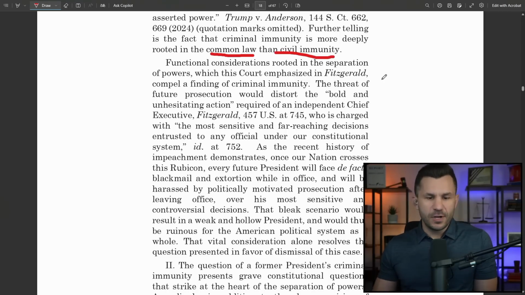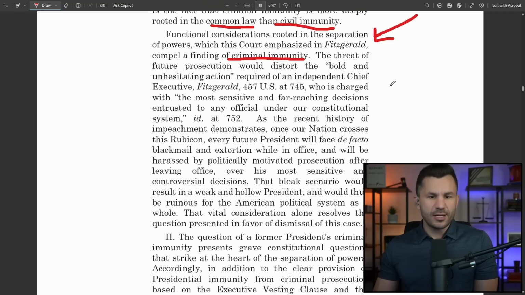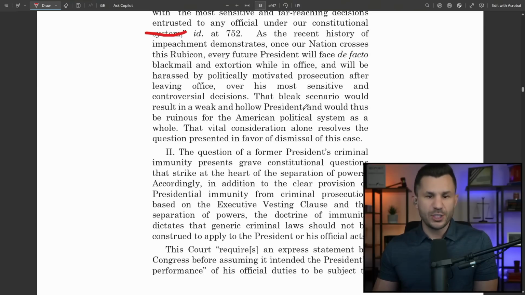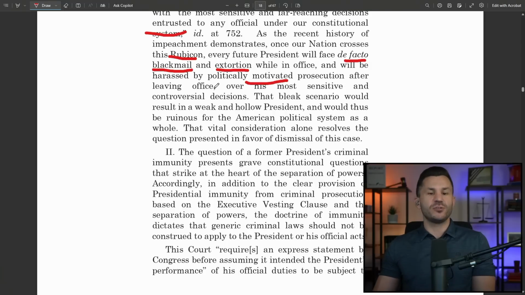They say, let's talk about this. Functional considerations that are rooted in the separation of powers, which you emphasized in the Nixon case, compel a finding of criminal immunity. You can't find otherwise. You already ruled in Fitzgerald Nixon that it exists, so how can you change? The threat of future prosecution, you said, would distort bold and unhesitating action, requiring an independent executive who's charged with some of the most sensitive and far-reaching decisions entrusted to any official under our constitutional system. And as the recent history of impeachment demonstrates, once our nation crosses this Rubicon, Supreme Court, every future president will face de facto blackmail and extortion while in office. And will be harassed by politically motivated prosecution after leaving office over his most sensitive and controversial decisions, or they just won't do anything, right?